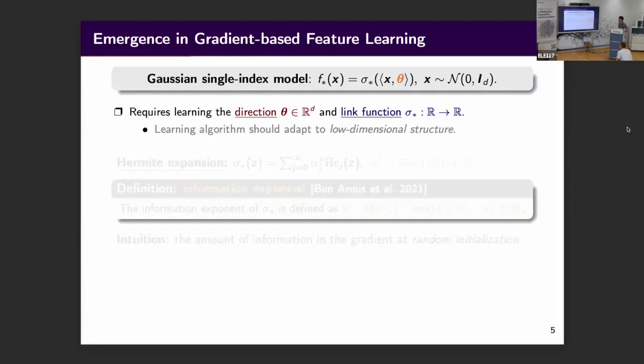This is a single index model, and the target function depends on the projection of my input x, which is unstructured, just isotropic Gaussian, onto one direction theta. Then there's a nonlinear activation function, like a link function, applied on top. This is just one neuron. This has been studied in many works on gradient-based feature learning because an efficient algorithm needs to discover this low-dimensional structure. Whereas if you have a fixed feature model, like a kernel model, then you're not able to adapt to this low-dimensional structure, so the sample complexity is worse.